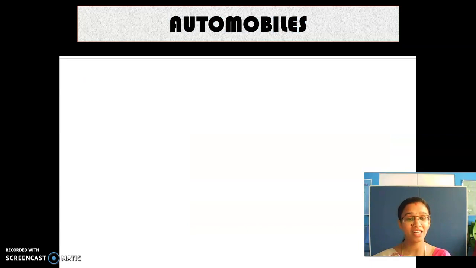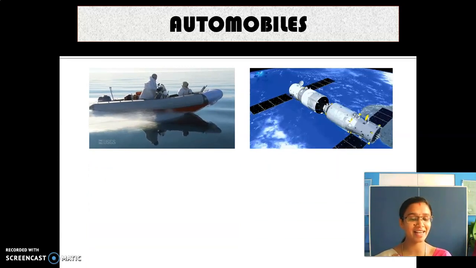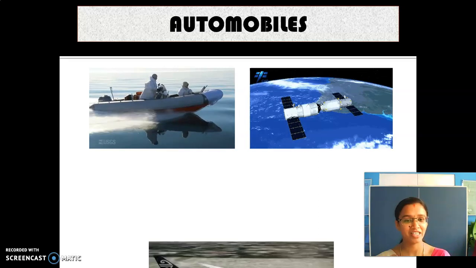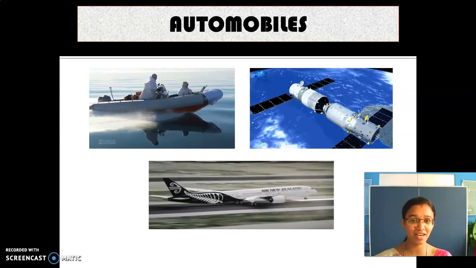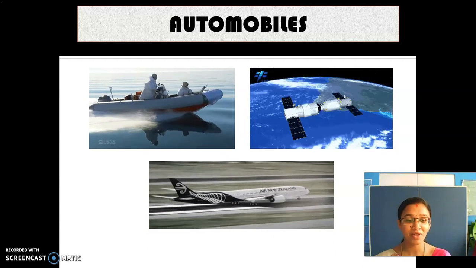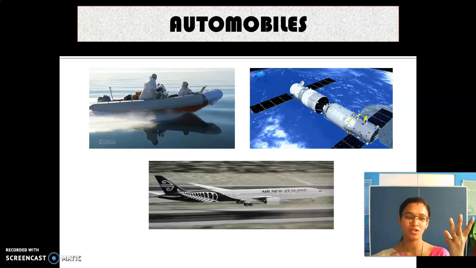And then what happens? Automobiles came. Then motorized boats were there, and then spacecraft. And then aeroplanes, jet craft, everything were invented. Now they are of the 20th century. So now we have three modes of transport.